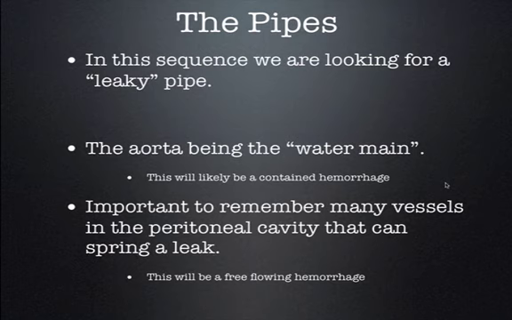So really, it comes down to clinical context. If you have a ruptured aorta, this is likely going to be a contained hemorrhage. So this will be a retroperitoneal hemorrhage. Most of the time, you're not going to be able to find free fluid in a person with a ruptured AAA. However, if you have a person who has a ruptured ectopic pregnancy, there's a good likelihood that you would be able to find free peritoneal fluid.